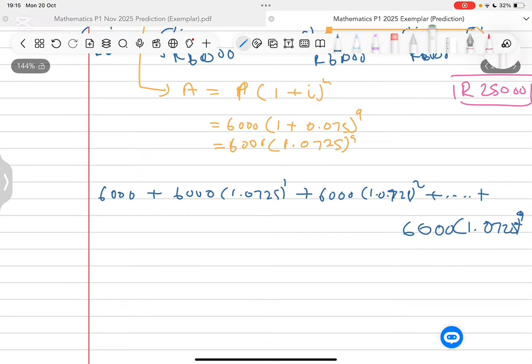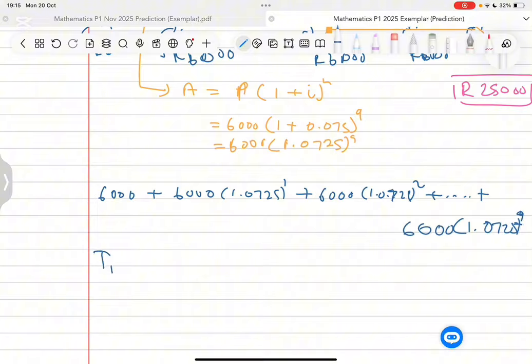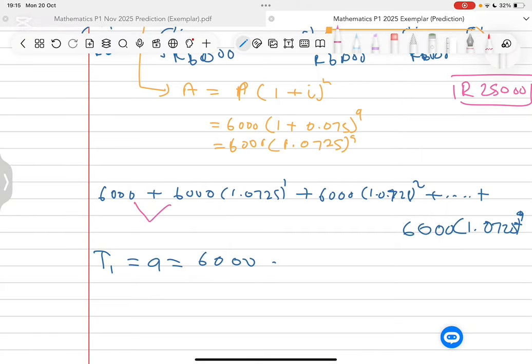Now when you look at these numbers, when they're sitting like this, to me they look like a geometric series. It's like I'm adding the terms of a geometric series, where the first term is A equals 6,000. This is our first term here. And if you notice, what we are doing here really is that we are multiplying here by 1.0725.